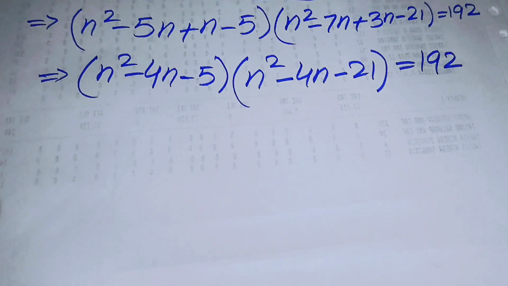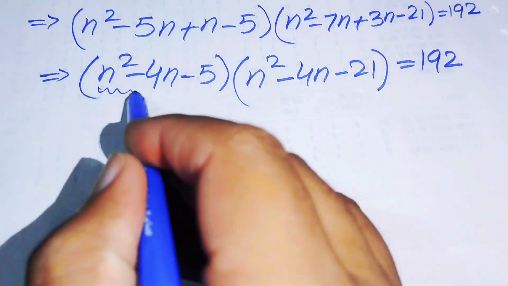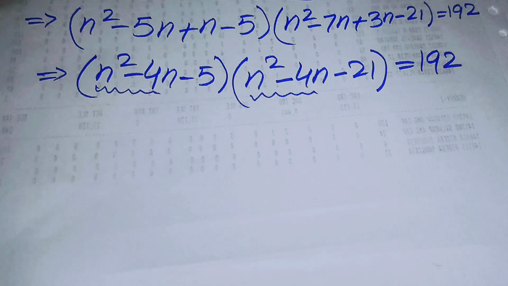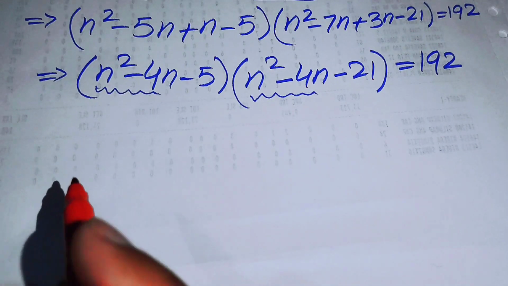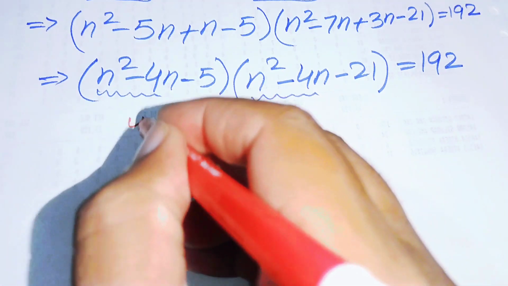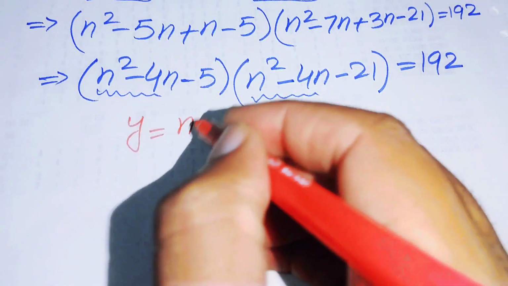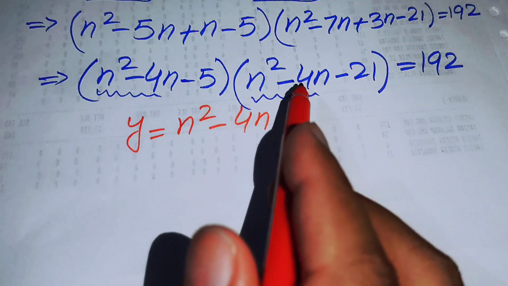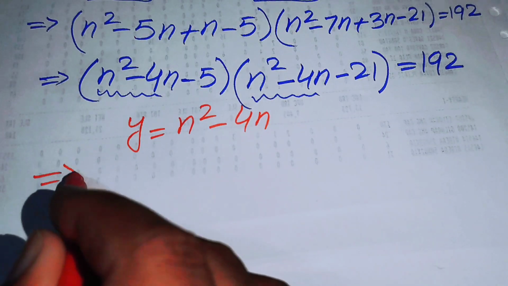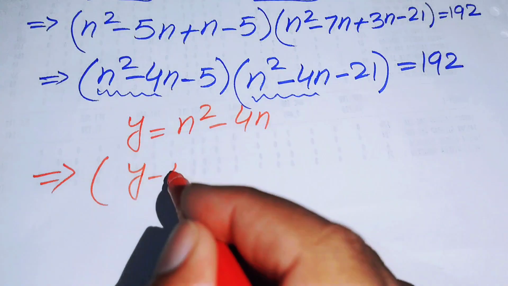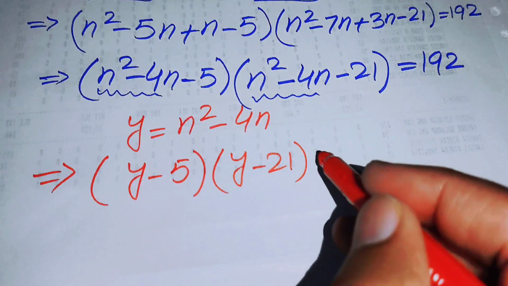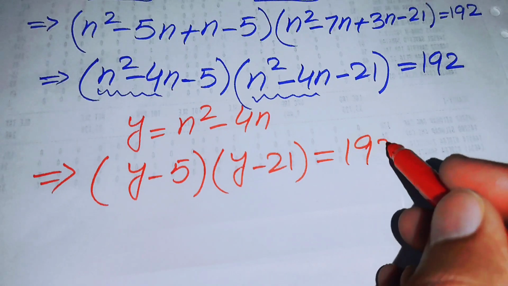Now you can see that this part of both factors is the same. So we put this part equal to y. Taking y = n² − 4n, these two factors become (y − 5)(y − 21) = 192.